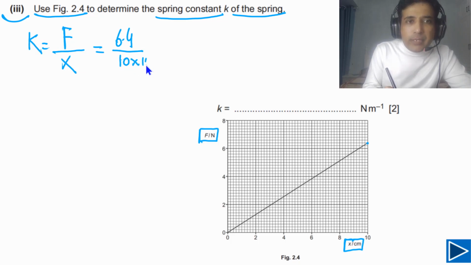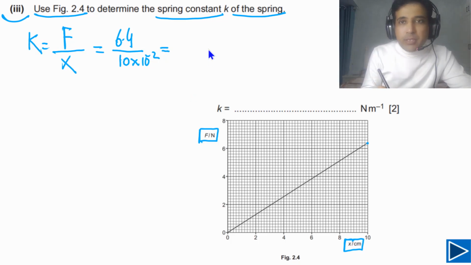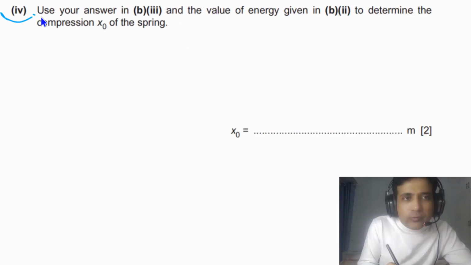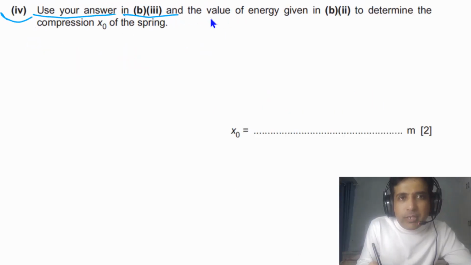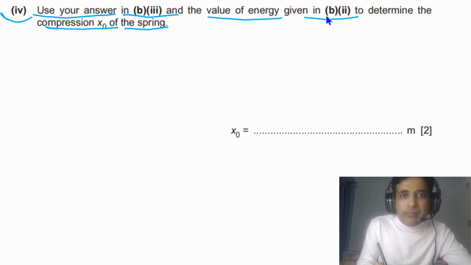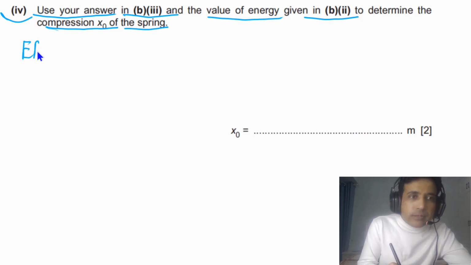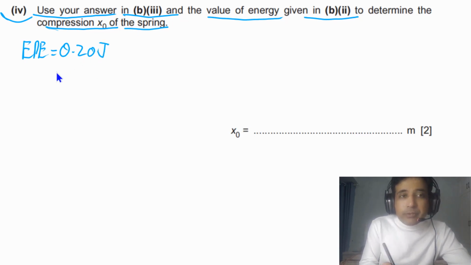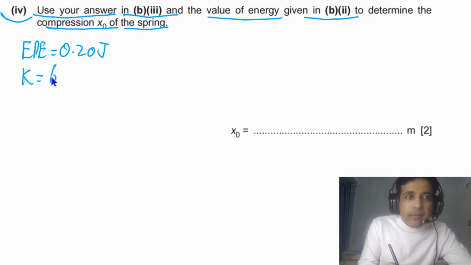So we need to multiply this by 10 to the minus 2 because we have to convert it into SI base units. And now if we solve this, our final answer will be equal to 64 newtons per meter. So this one is the final answer. For part 4, we need to use our answer from part B3 and the value of energy given in B2 to determine the compression x0 of the spring. In part B2, it was given to us that EPE, elastic potential energy, is equal to 0.20 joules. In part B3, we calculated K, equal to 64 newtons per meter.